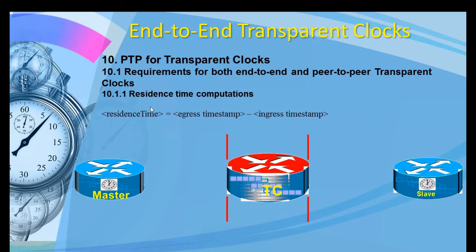For the transparent clock, the most important thing is to calculate the residence time, because the packet starts from the master side, goes through the transparent clock, and finally reaches the slave clock. The time delay will be introduced.